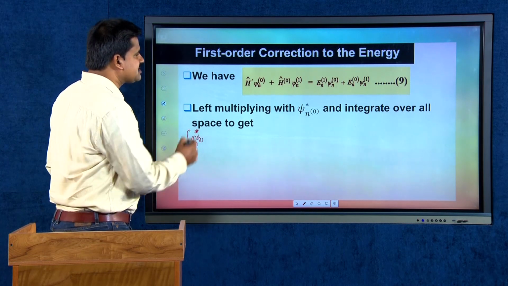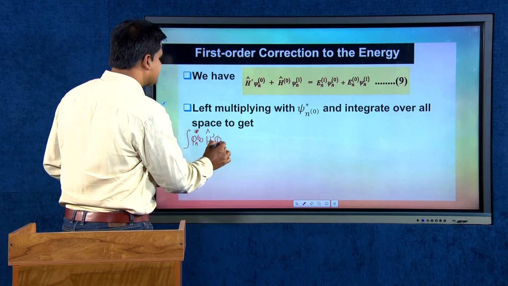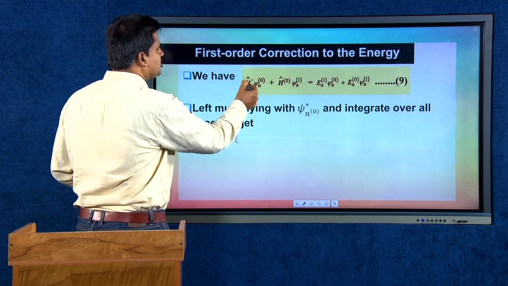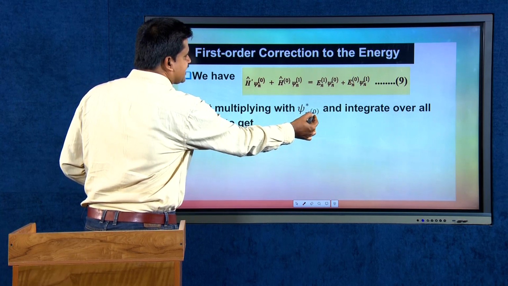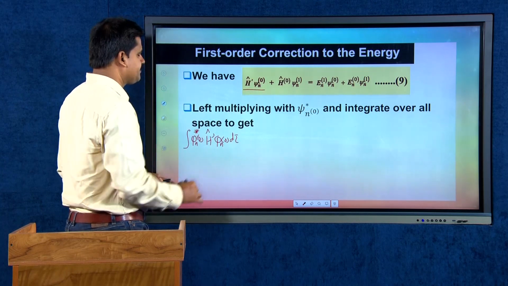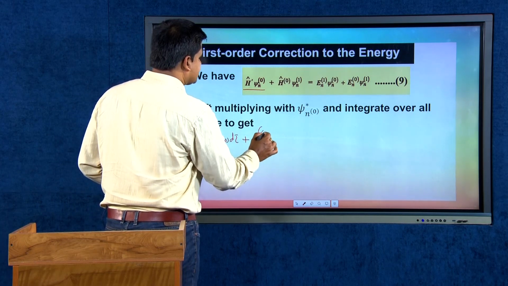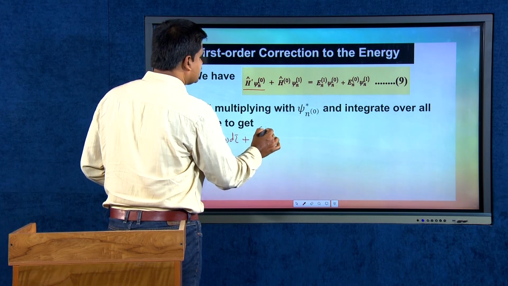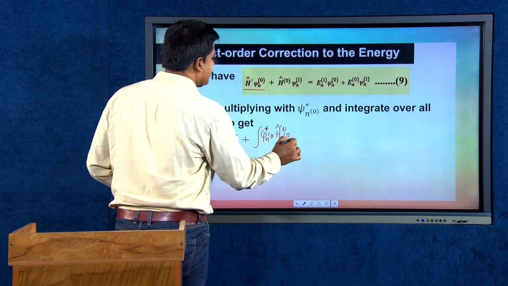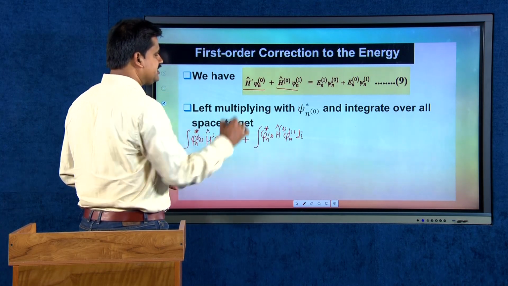So, psi n 0 star into h hat dash psi n 0 d tau. This will be the first term. So, I took the first term, left multiply with the psi n 0 star and integrate over all space. So, the first term changes into this. Similarly, proceeding with the second term, integral psi n 0 star h hat 0 psi n 1 d tau, that is the second term changed to this.